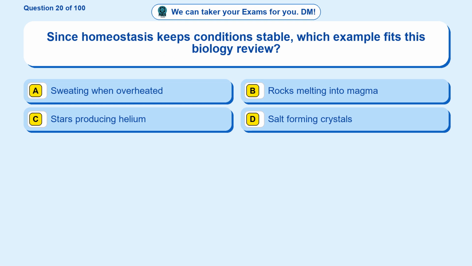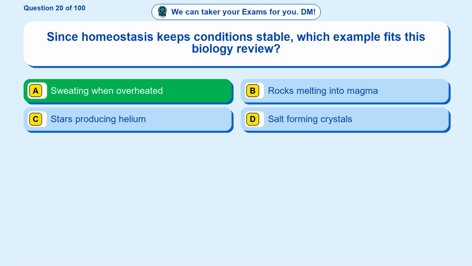Question 20. Since homeostasis keeps conditions stable, which example fits this biology review? Option A. Sweating when overheated. Option B. Rocks melting into magma. Option C. Stars producing helium. Option D. Salt forming crystals. The correct answer is option A.